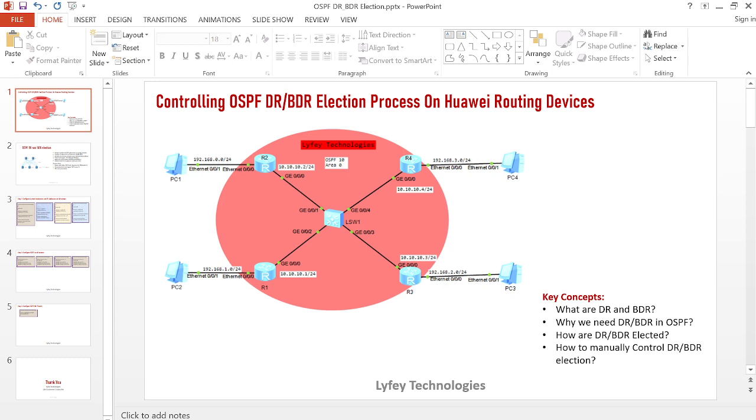Another thing that we also need to understand is how we elect the DR or the BDR for the OSPF protocol. The protocol has its own mechanism of electing the DR and the BDR. But sometimes the network administrator wants to have control of which router becomes the DR and which router becomes the BDR. So sometimes you need to manually control the DR and BDR election. These are the main concepts that we'll be discussing and demonstrating in our lab simulation.